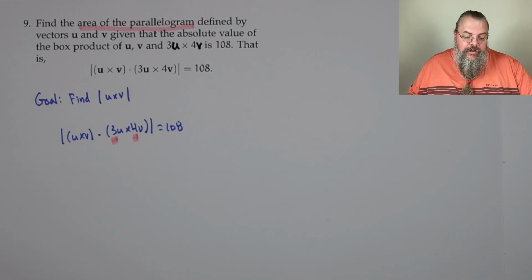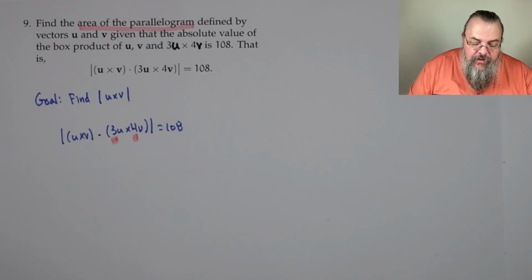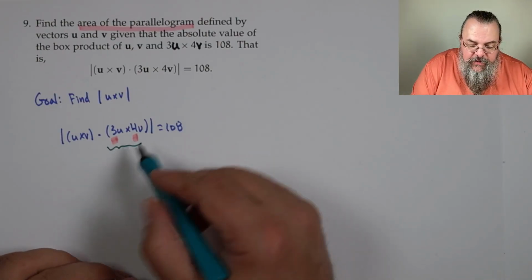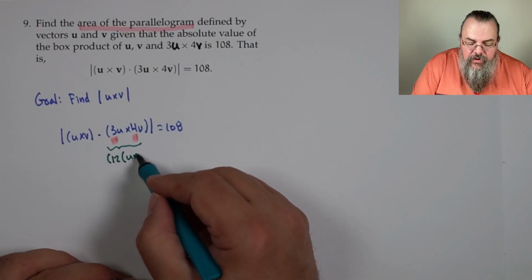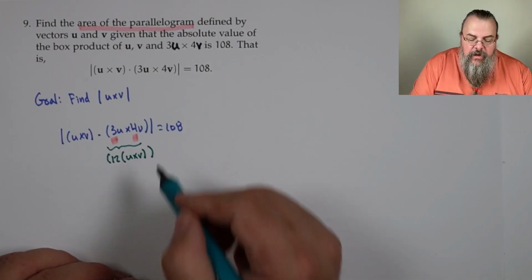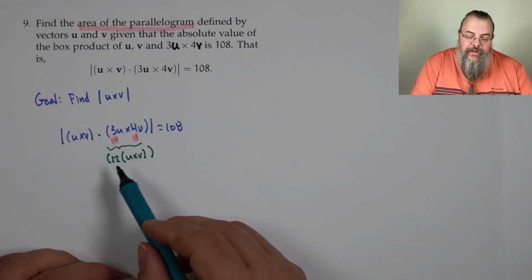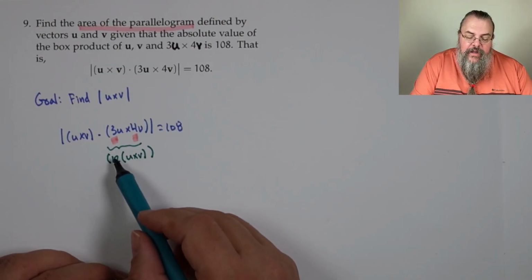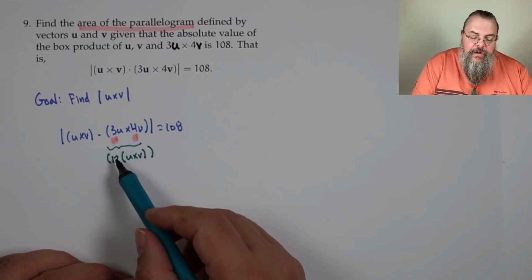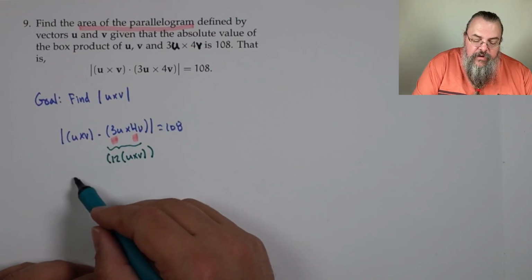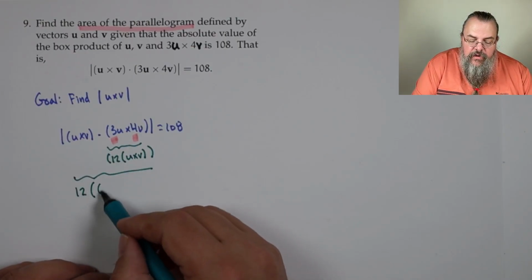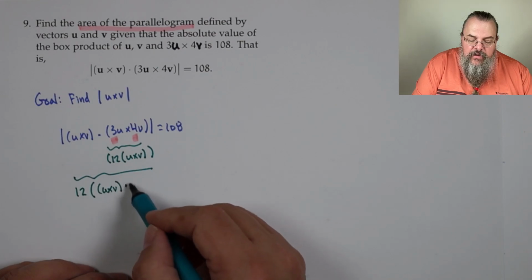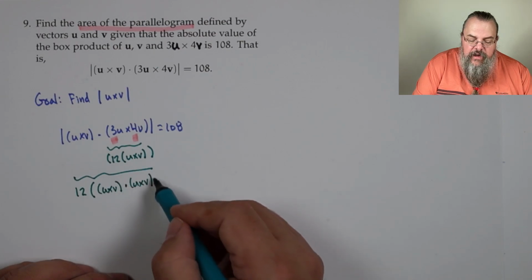So what does that tell us? Well, this part right here, we can pull the scaling factor out. So this becomes 12 times U cross V. And you say, well, wait a second. That's a scaling factor involved in the dot product. We can pull that out. So we say, oh, this inside, we can really think of as 12 times U cross V dot U cross V. So we're just pulling the scaling factor out.